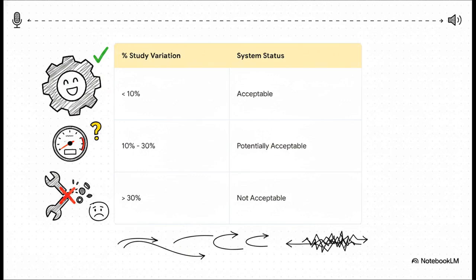Basically, if your total measurement variation, your Gage R&R percentage, is under 10%, you're golden. The system's acceptable. If it's between 10 and 30%, it's kind of in a gray area. Might be okay, depends on the situation. But if it's over 30%, whoa, that's a red flag. Your system is unacceptable. It's basically creating more noise than actual information, and you need to fix it like yesterday.